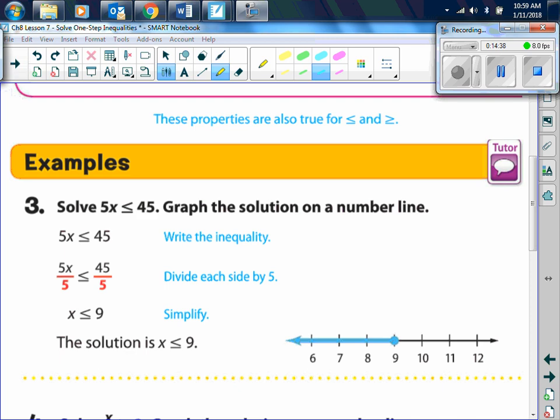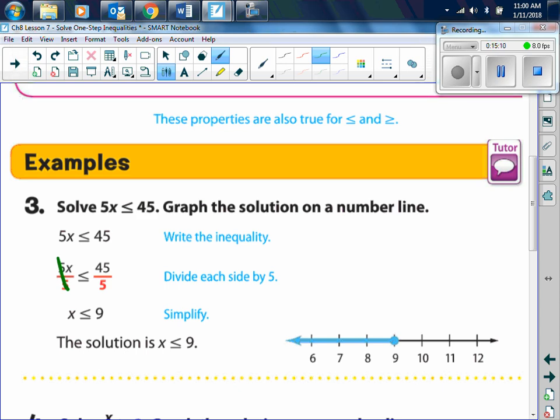So for example, we have 5x is less than or equal to 45. We want to solve that, and we want to graph it on the number line. Because it says 5 times x, of course, the inverse of multiplication is division. So we're going to divide by 5 on both sides. These 5's cancel to 1's. So 1 times x is x, and we end up with x is less than or equal to 9.